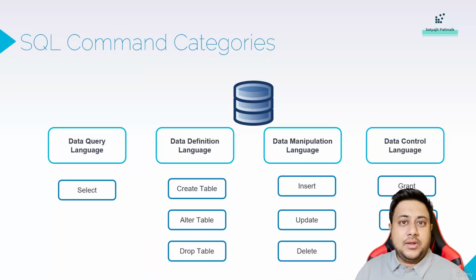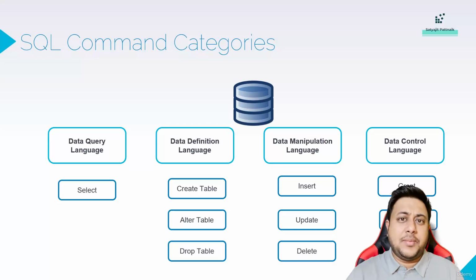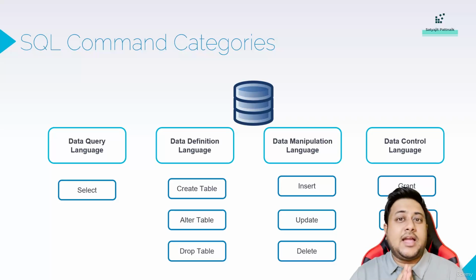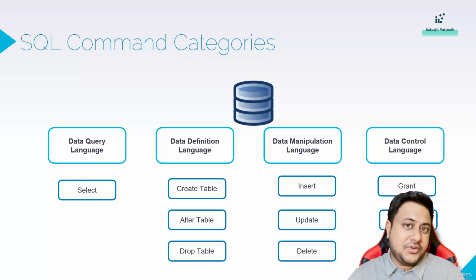Coming back to the next topic, which is again very basics, but it's going to be very much needed because this is the core of SQL. Now, SQL command categories. There are multiple types of commands within SQL. Majorly, they are divided into four types. One is data query language, which is called DQL, data definition language, which means DDL, data manipulation language, DML, and data control language, which is DCL.